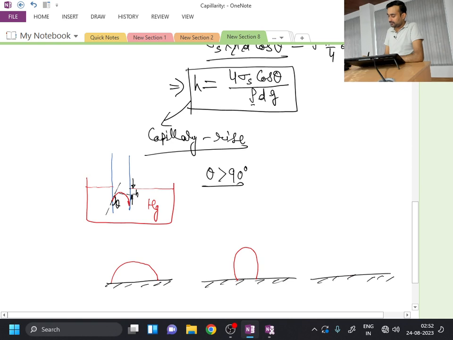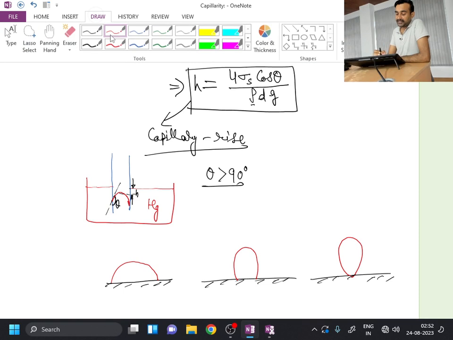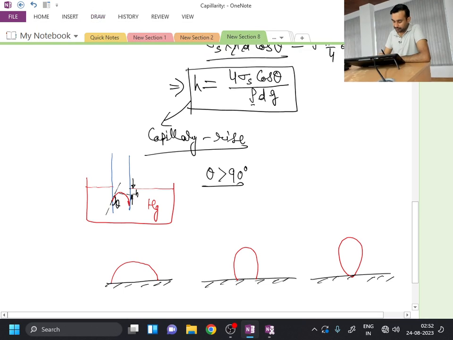And in the third surface, it is forming a shape something like this. So now you can define the contact angle in three different situations. Here, if you draw a tangent, this is the contact angle theta. Here, if you draw a tangent, this is the contact angle theta. And here, if you draw one, this is the contact angle theta. Okay.